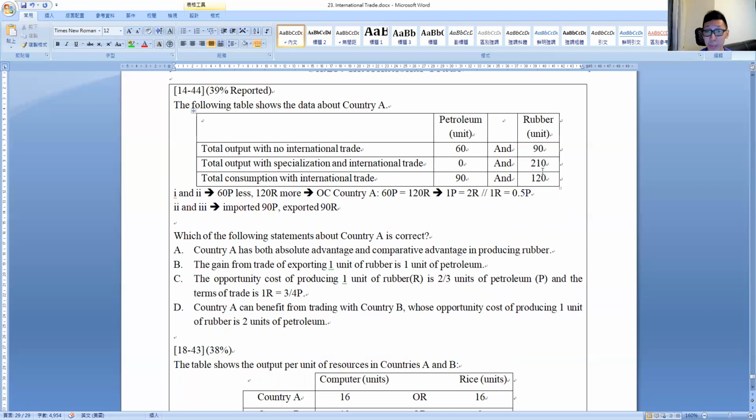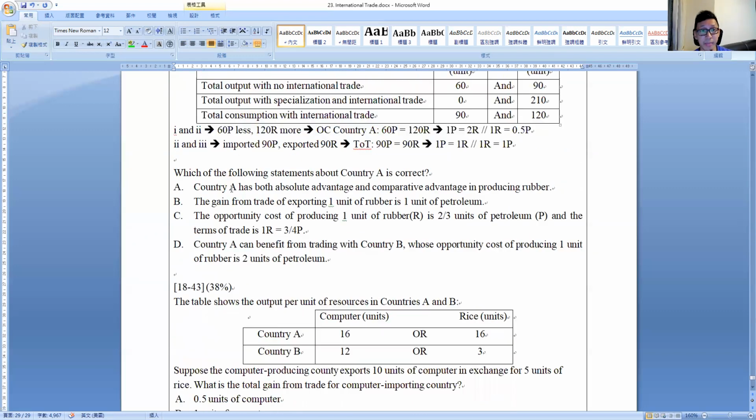Because I have 90 fewer, right? Therefore, we know the terms of trade would be 90P equals 90R, meaning 1P equals 1R, or 1R equals 1P. OK, that makes it much easier, right? Now let's see.